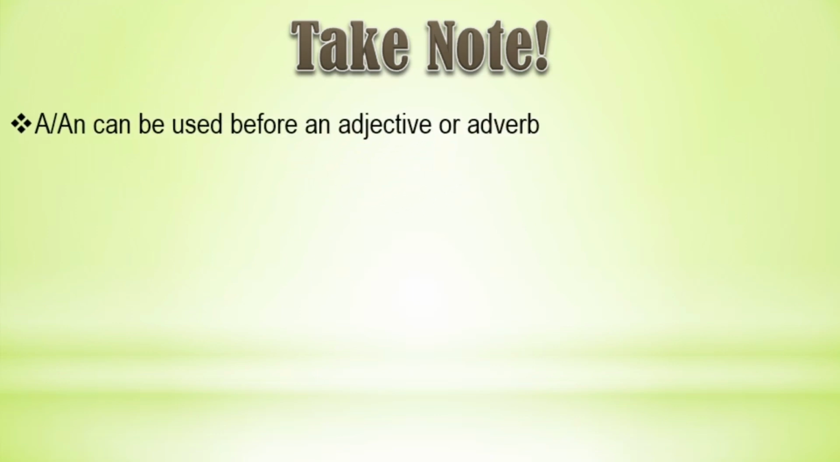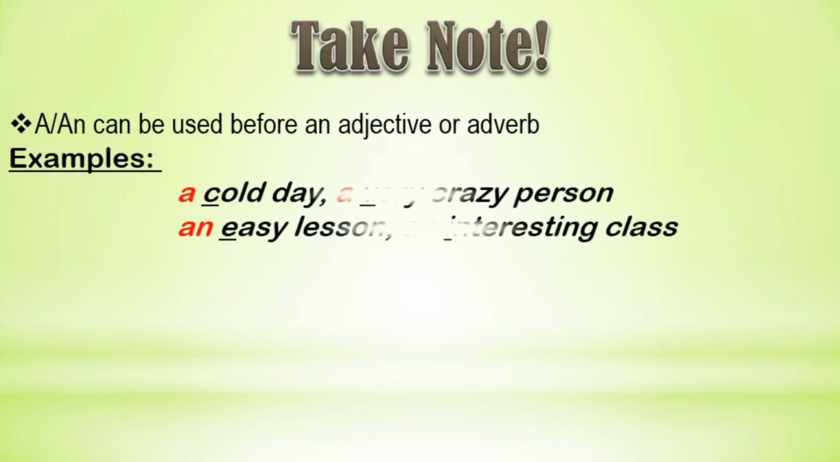In using A or N, you need to remember the following things. First one, A or N can be used before an adjective or adverb. When we say adjectives, these are describing words, while adverbs are words that modify verbs, adjectives, and other adverbs. Here are examples: a cold day, a very crazy person, an easy lesson, an interesting class.